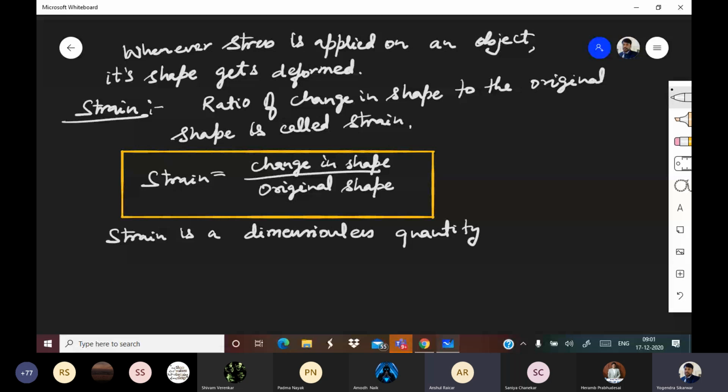Someone has unmuted the mic, and that someone is Anshul. Anshul, put your mic on mute. Anshul is not listening.